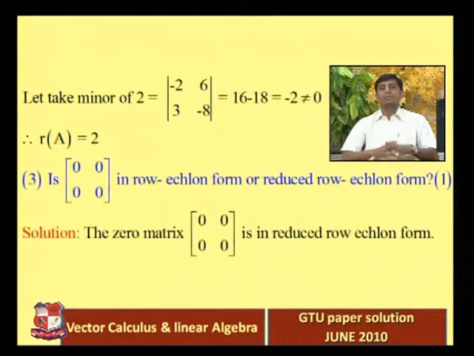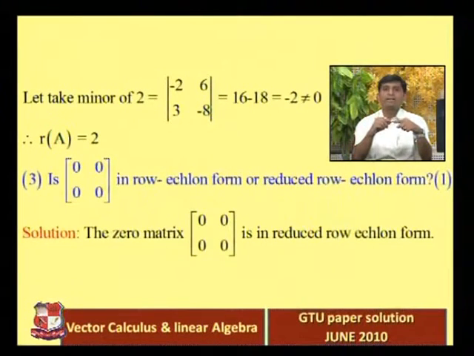Just try to remember the conditions to become a row echelon form or reduced row echelon form. First of all, you have a leading entry. The main thing is that all the conditions depend upon the leading entry. Below that leading entry all the elements are 0, right? Leading entry means a non-zero element. So all the conditions depend upon the leading entry.